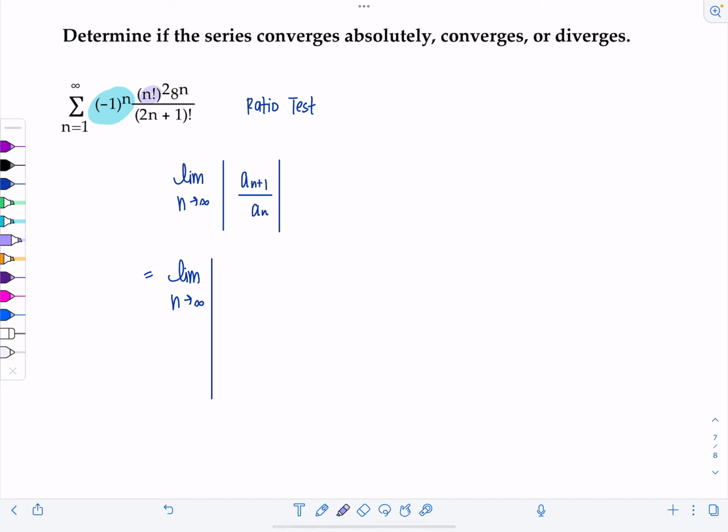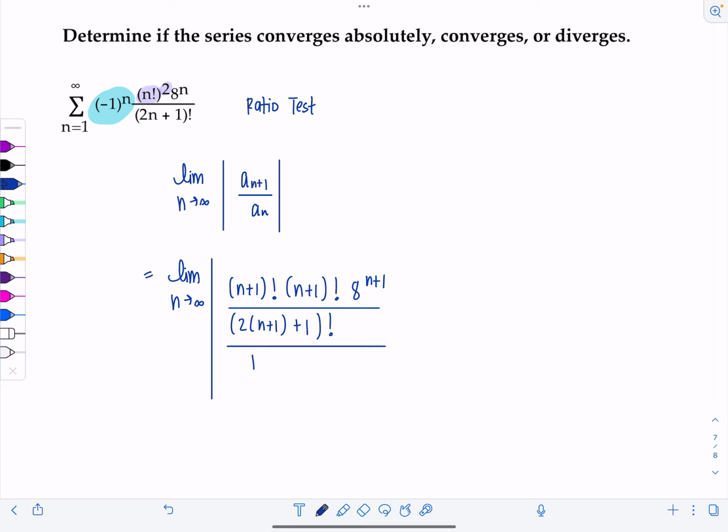Now this n factorial is squared. To not trip you up, I'm just going to literally write it out twice instead of using the squared notation. Then we have 8^(n+1) over 2(n + 1) with another plus 1, in parentheses. Good. Divided by n factorial, 8^n over (2n + 1) factorial. I didn't bother putting (-1)^(n+1) or (-1)^n because they're just going to go away when you take the absolute value.